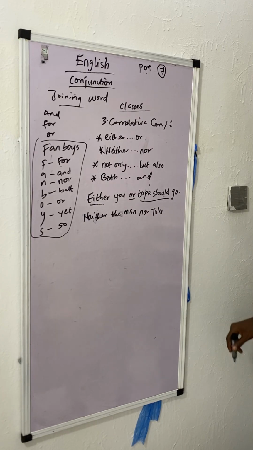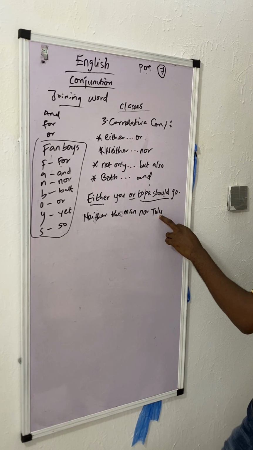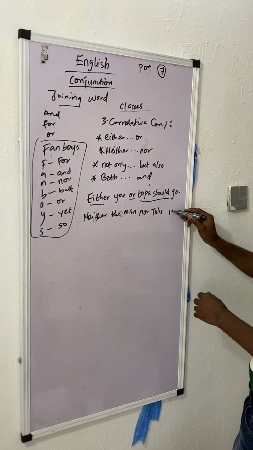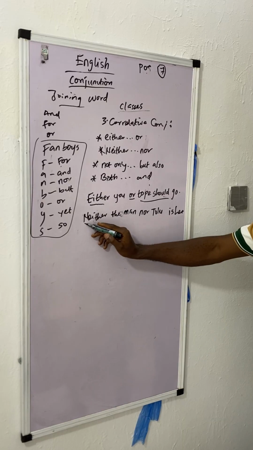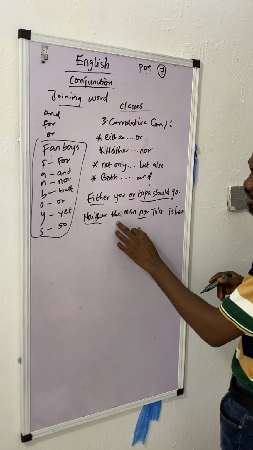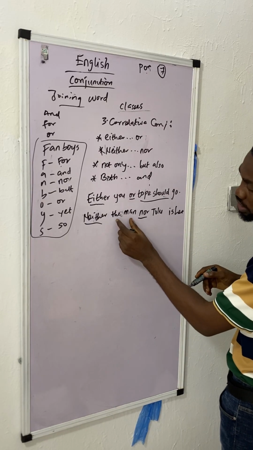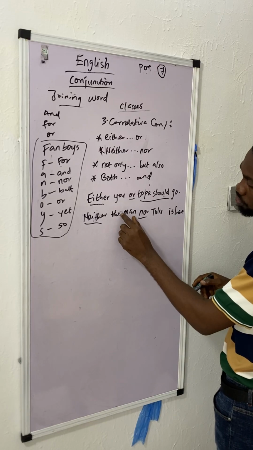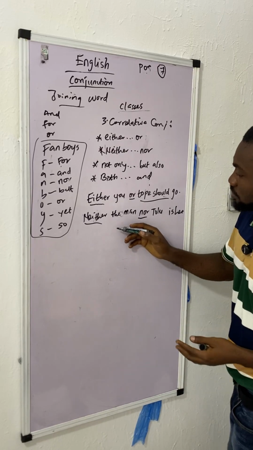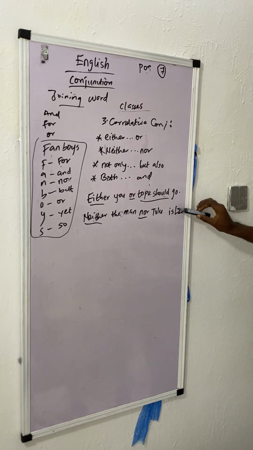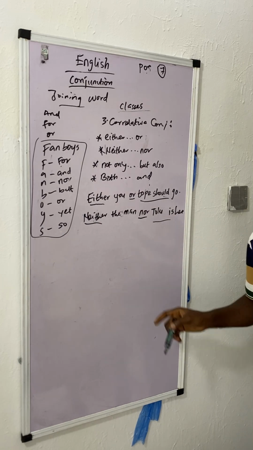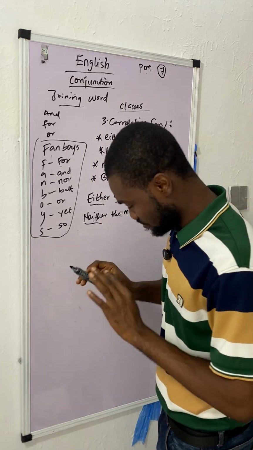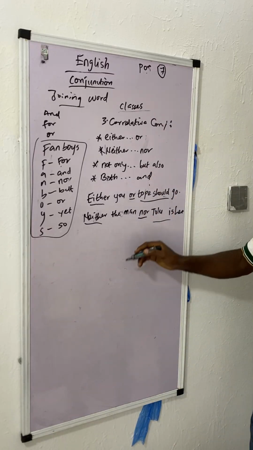Neither the man nor Tolu is here. You can see "neither" here and "nor" here. Then what did it do? It joins the man, which is a phrase, and this: Tolu is here. Tolu is here is an independent clause. It can stand on its own. Tolu is here. It makes sense. So two of them included.